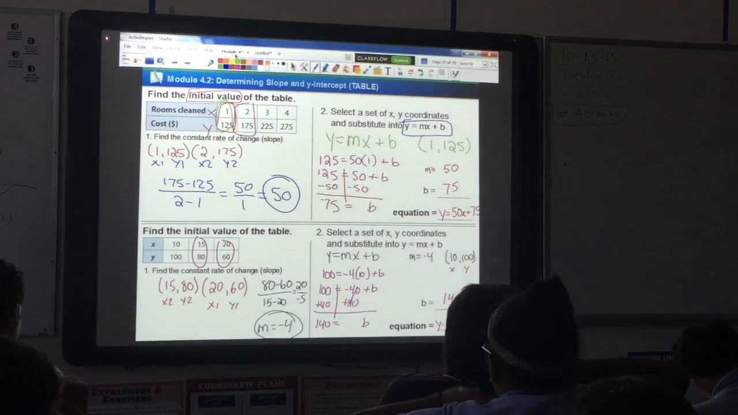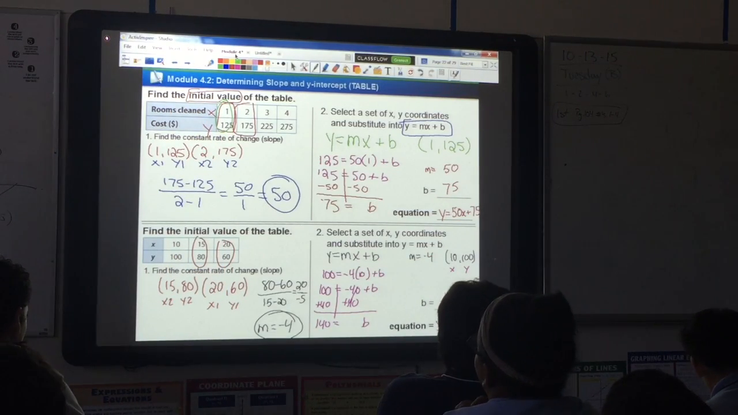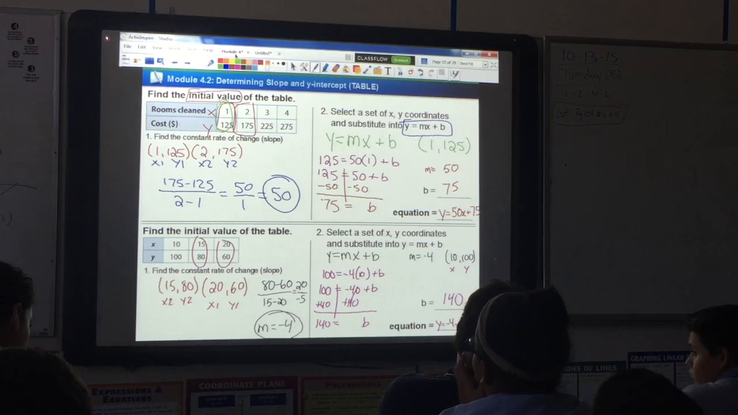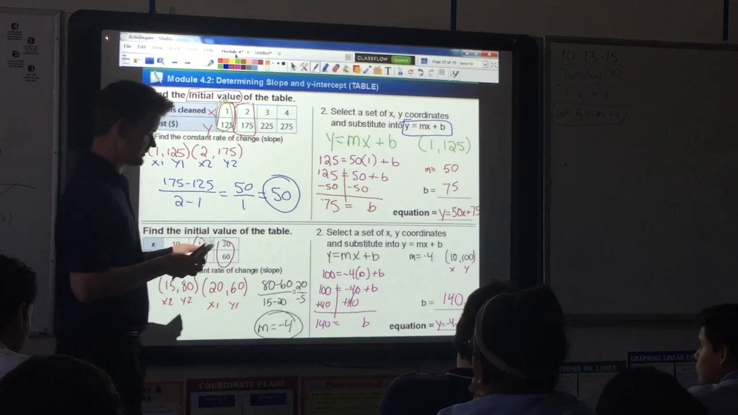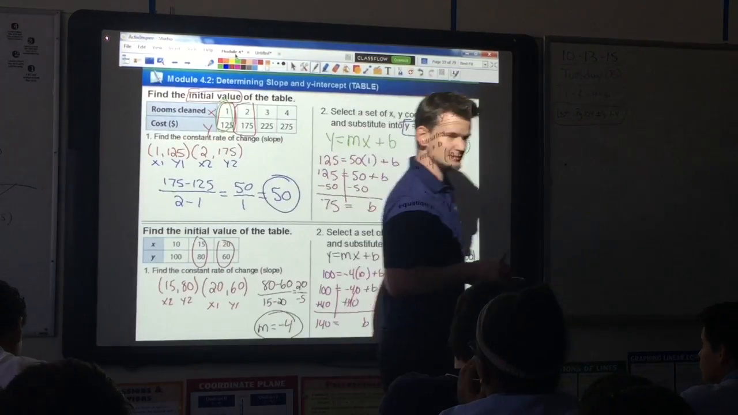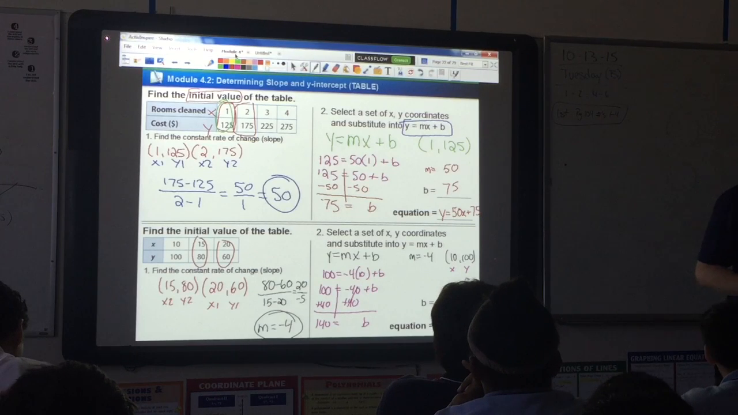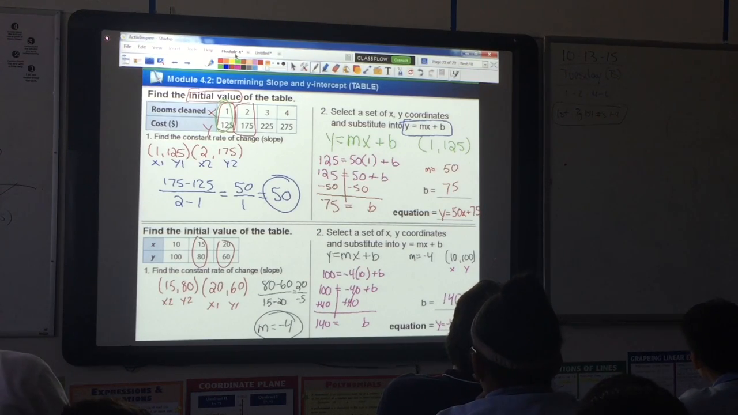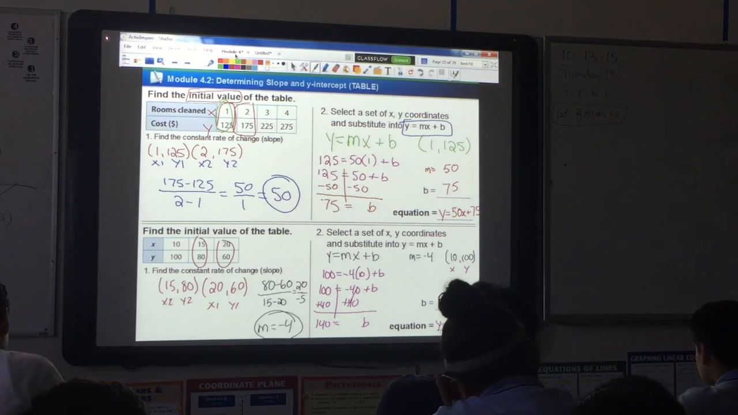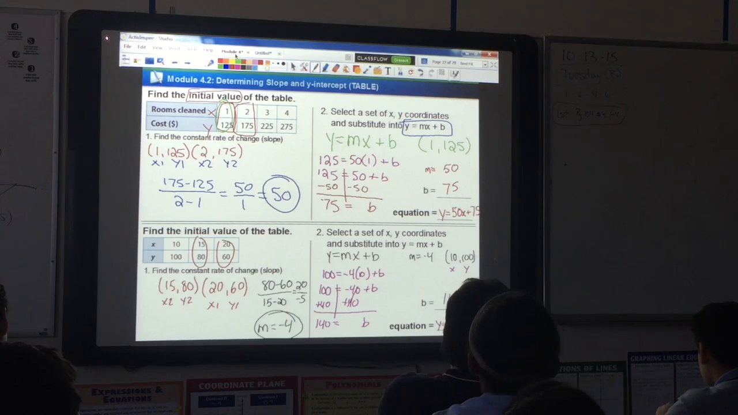My b could be negative, my slope could be negative, my b and my m could be fractional, they could end up being decimals, they could be whatever, positive, negative, decimals, whatever you want. They must be a numerical value of some sort.